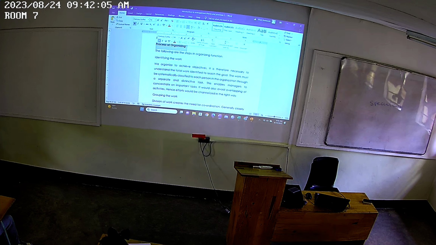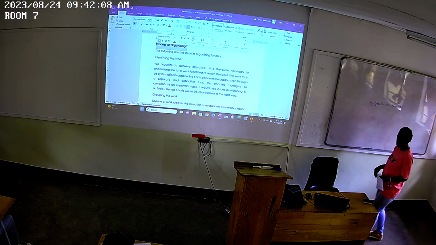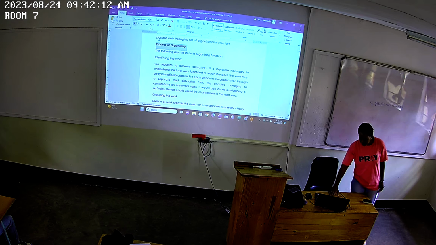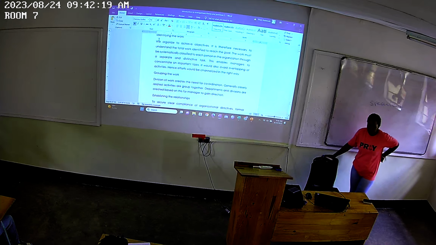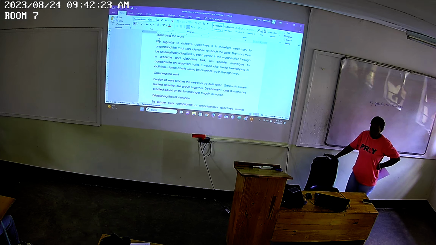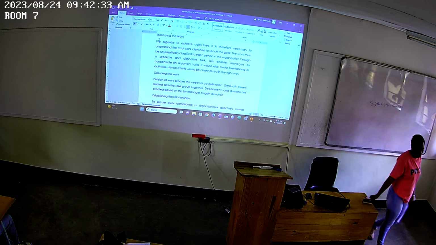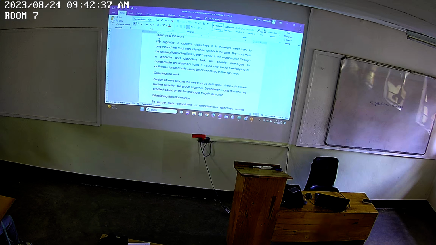And then grouping the work. Division of work creates the need for coordination. Generally, related activities are put together. Departments are created based on this, and these are for managers' interaction. So you group the work, then closely related activities are grouped together, and then you form departments according to the related work. For example, marketing activities are grouped together, and then you form a marketing department. HR activities are grouped together, and then you form a human resource department.